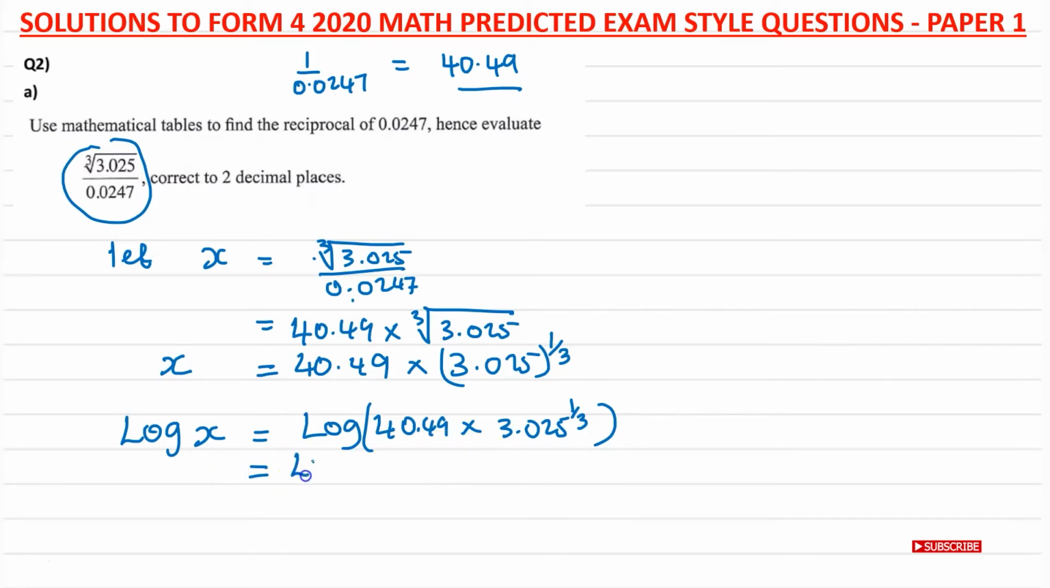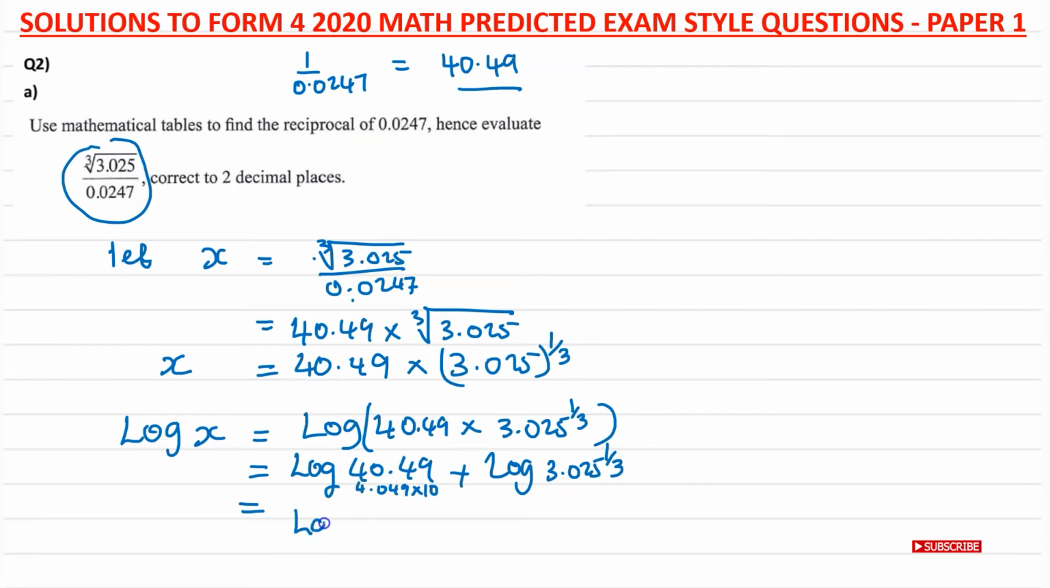So we can write log 40.49 plus log of 3.025 to the power of 13. So we can go further and say this 40.49 is actually 10 times 4.049. So I'm going to separate this, because 40.49, if you just write that as 4.049 times 10, I can separate that.